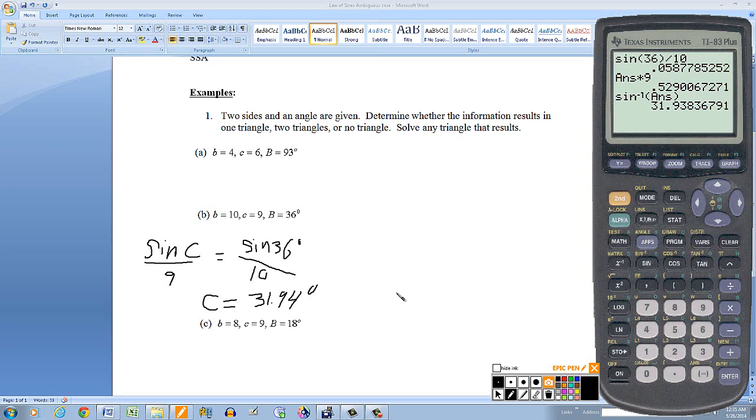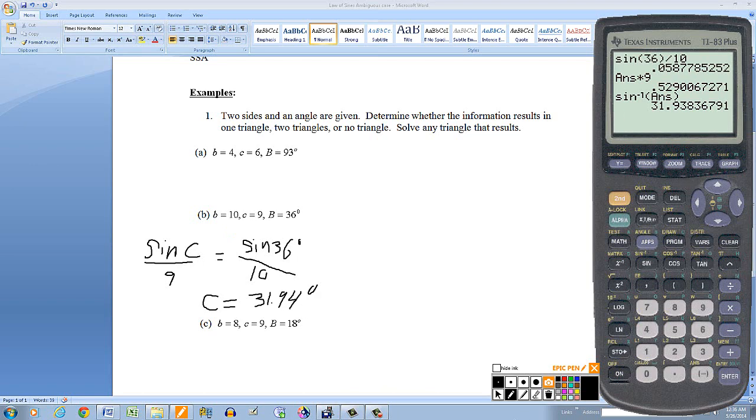In the previous problem, there was no solution, so there's nothing to do. We got sine of C larger than 1, so that had no solution. So in this case, we do get an answer. C is equal to 31.94. Now the way you check to see if there are two solutions is to find the supplement of this angle. Because if you get an answer here, which we get 31.94, it's possible that the supplement is also a solution.